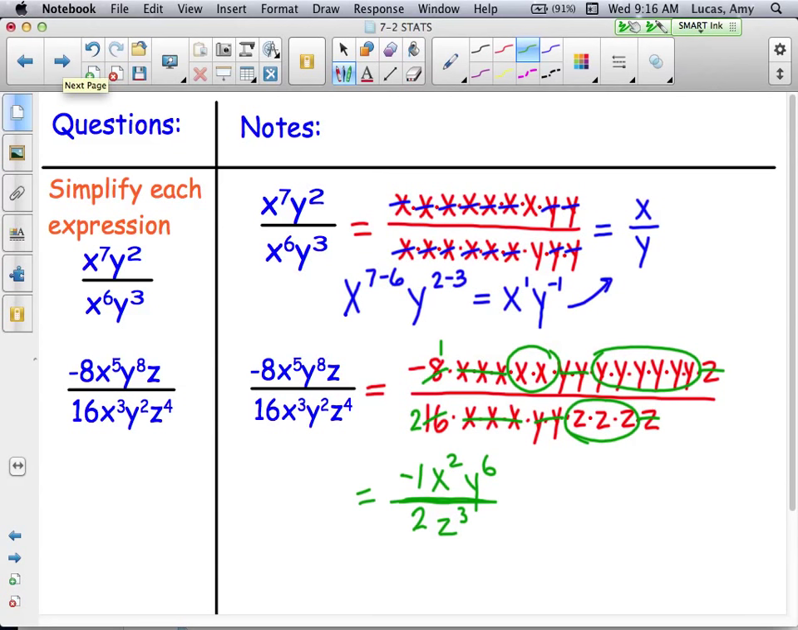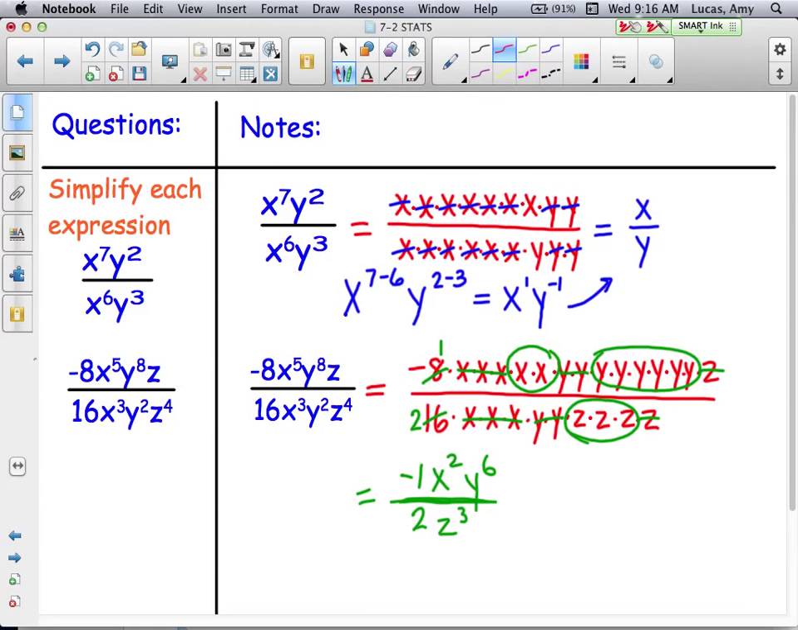What's important to recognize is that the numbers negative 8 and 16, you treat like a fraction that has integers in it, where you can reduce it by looking for what they have in common. So I just factored out of both of those their greatest common factor, which was 8. The variable part, I am just expanding it, and then I'm looking to see how many I can cancel out and what I've got left.